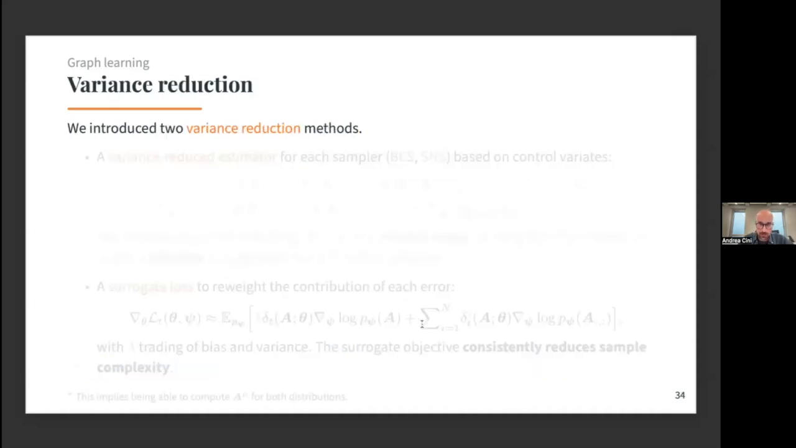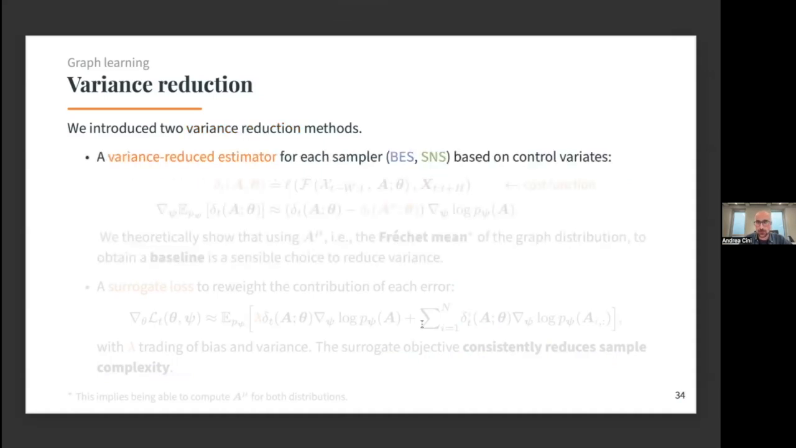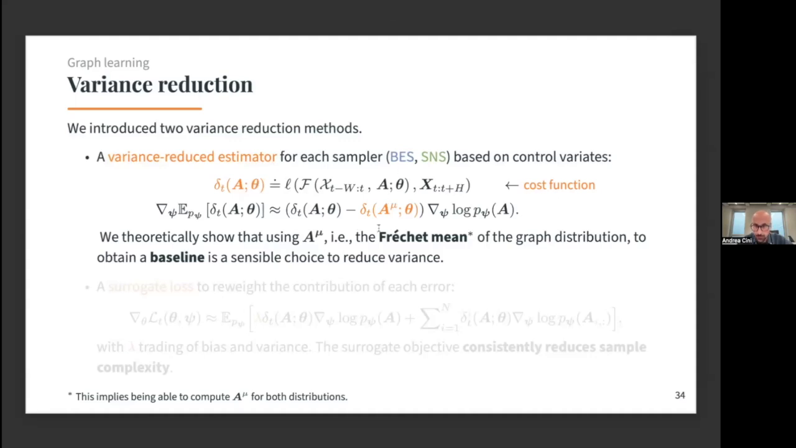For these two distributions, we introduced estimators that we also show in the paper have, with some theoretical arguments, a reduced variance. The first one is, if we call delta the cost function, so the forecasting loss, computed with respect to a specific graph, we show that you can reduce the variance by subtracting from this cost the cost computed with respect to the Frechet mean of the graph distribution, where the Frechet mean is a generalization of the concept of mean to objects like graphs that are not embedded in Euclidean geometry.